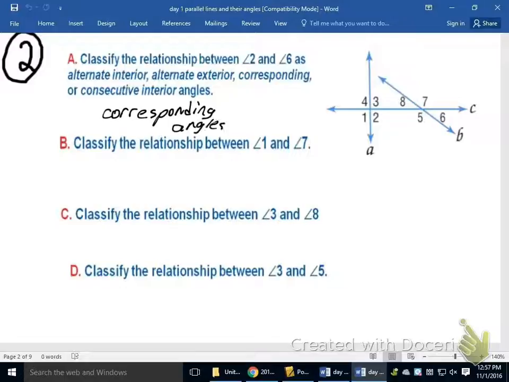Now we'll move on to part B, angles 1 and 7. Angles 1, 4, 7, and 6 are exterior angles. So 1 and 7 are at least exterior angles. And here's the deal. Because they are on different sides of the transversal C, they are alternate exterior angles. So I'll write that in right there.